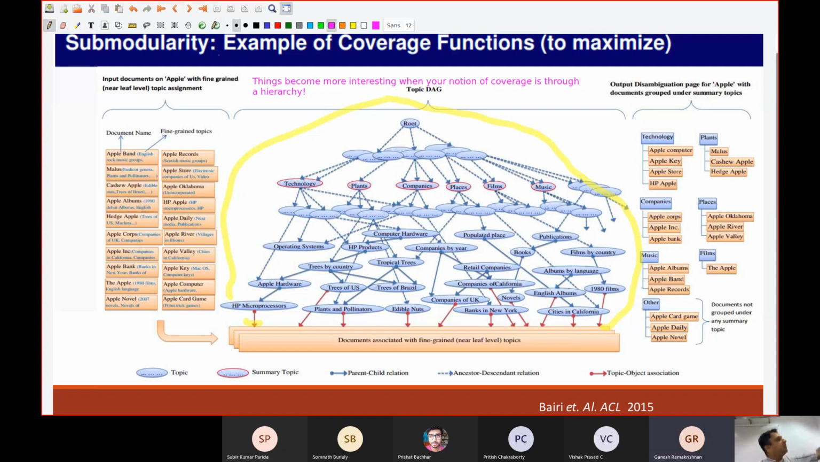Okay, so yeah, we can see this. Some of these have fine-grained topics. Apple band. You must have seen Wikipedia disambiguation pages, which create these clusters of topics. Okay, so some are fine-grained. You can see on the right-hand side there's a disambiguation page for Apple, which says Apple has some aspects of technology, some aspects of plants, some aspects of companies. So each of these is a concept being covered. But it's a hierarchy of concepts being covered. You can see nodes on the hierarchy being covered.